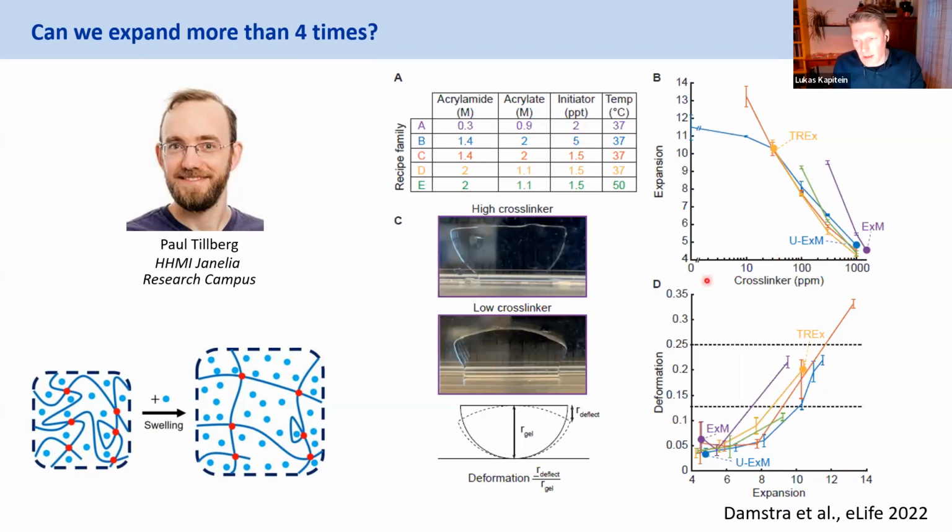I will spare you the details, but the key step is actually to reduce the cross-linker concentration. When you have less cross-linkers, you have less chance of cross-links between polymer strands that can impede expansion. So when you decrease the cross-linker concentration in the gel, you get higher expansion factors. But of course, at some point, you no longer have a gel. So there is a trade-off. We found that 10-fold expansion is sort of the best, the place where you should stop trying to get more. And this works beautifully.